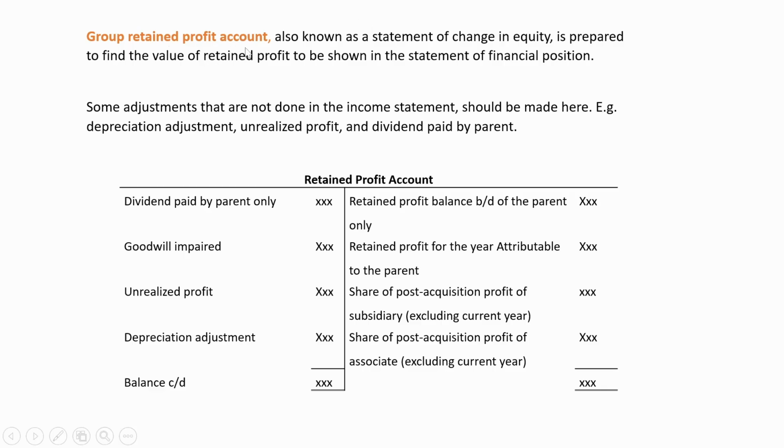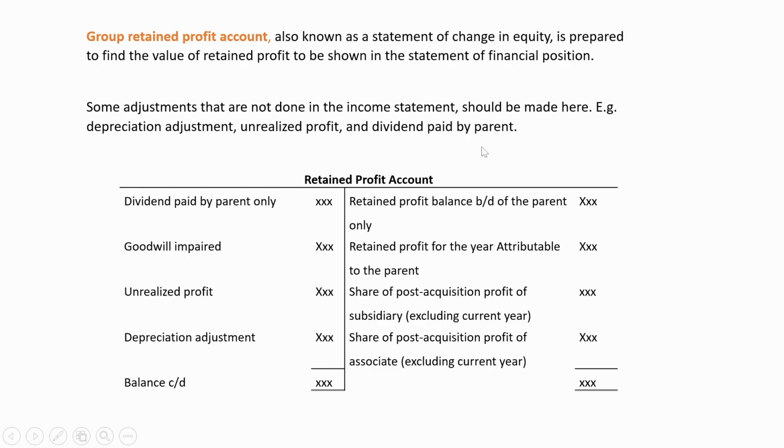Group retained profit account is also known as a statement of change in equity. It is prepared to find the value of retained profit to be shown in the statement of financial position. Some adjustments that are not done in the income statement should be done here, e.g. depreciation adjustment, unrealized profit, and dividend paid by parent.